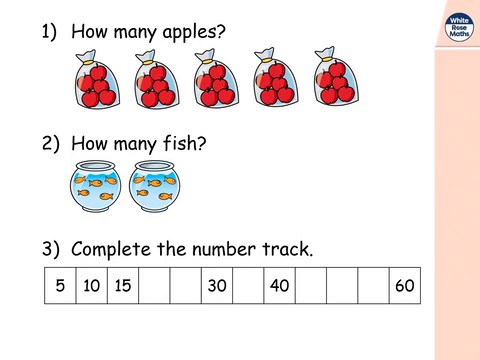Did you count in fives? 5, 10, 15, 20, 25. There are 25 apples. There are 10 fish, and here's our completed number track. I wonder if you did it left to right or right to left.